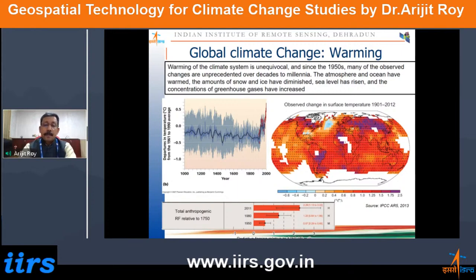So if we see the global map here on the right, we see that there's an observed change in the surface temperature between 1901 and 2012, that's the last century. Some areas have shown significant increase, while some areas have shown a normal increase. And the areas which have shown significant increase are the subtropical region and some areas of the Amazon, which has basically shown a significant increase because of the deforestation which has been carried over the last century in this region.